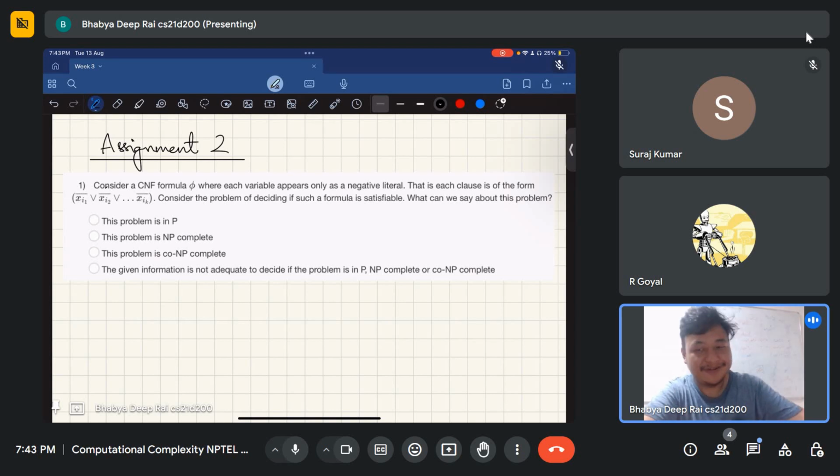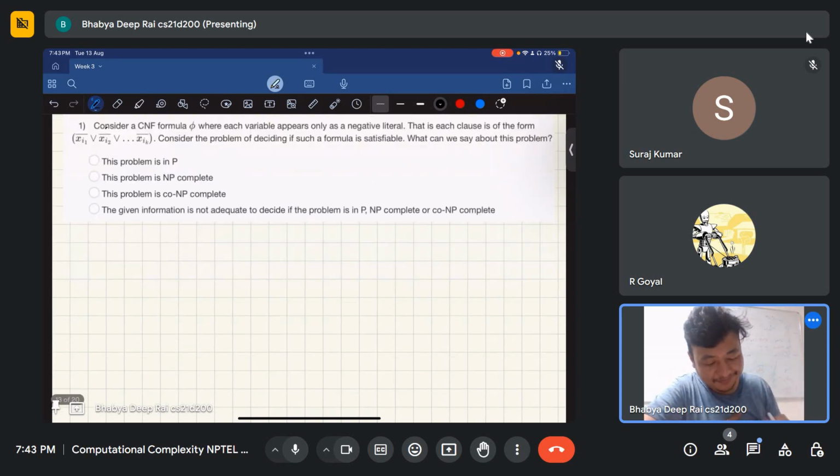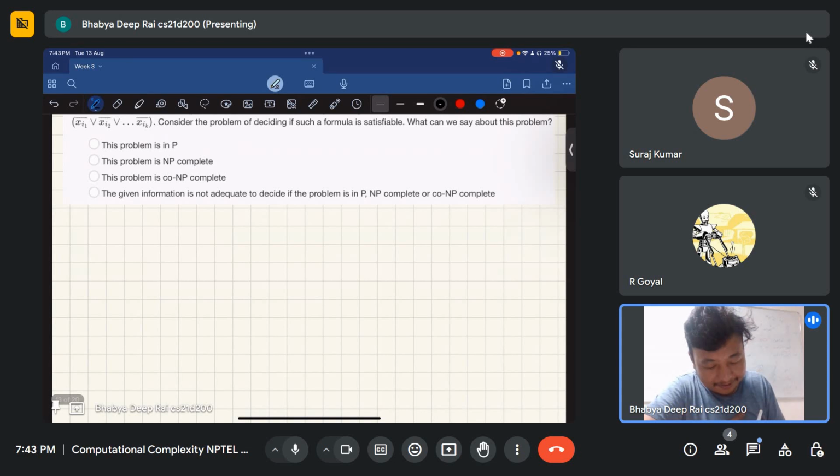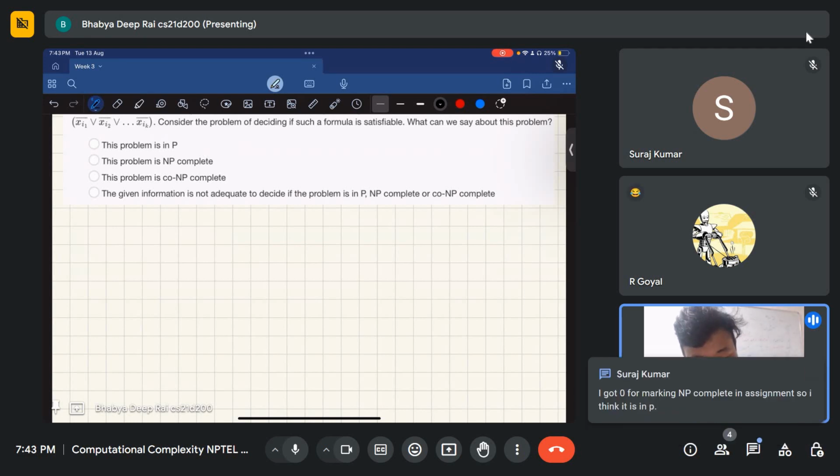Exactly. Good. So now, Goel, the answer is that the problem is in P, right? Oh, okay. I got 0 for marking NP-complete, so I think it is in P.